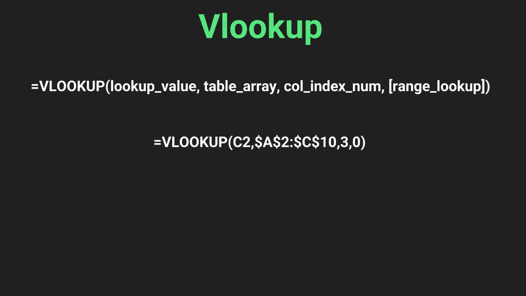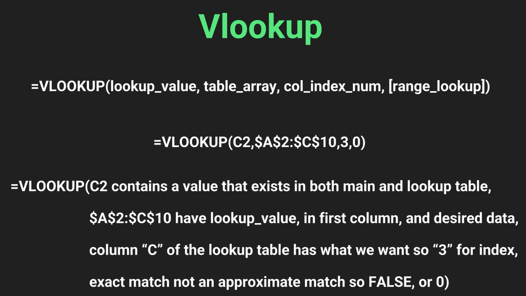The syntax for this example would be C2 for the lookup value, A2 through C10 for the table array, 3 for the column index number, and 0 for the range lookup. How we are interpreting this would be the following. Cell C2 contains data that we have in both our main and lookup table that we are going to use to get other information from our lookup table. Cells A2 through C10 have our lookup value, C2, in the first column, and the data that we want in column C, or 3. And lastly, we want the formula to return exactly what we are asking for and not an approximate, close, somehow correct answer that might not be right. Let's take a look at a live example in Excel.